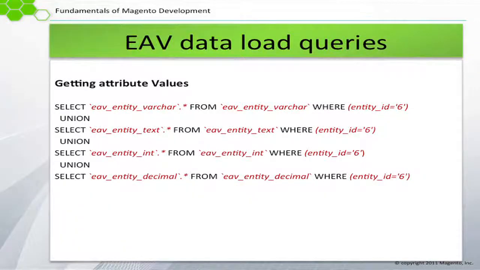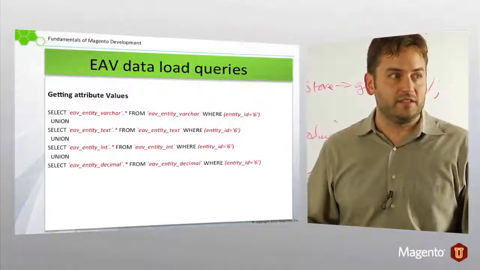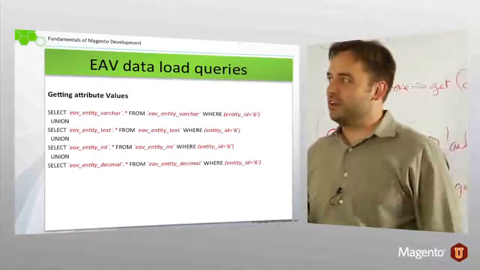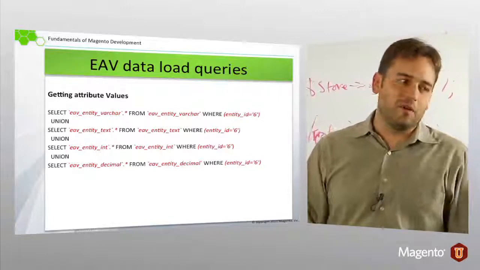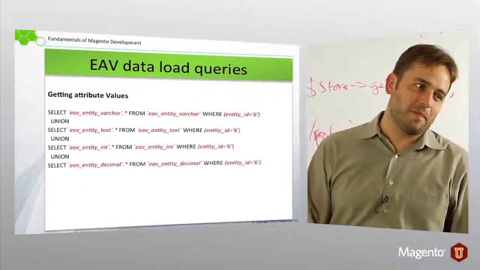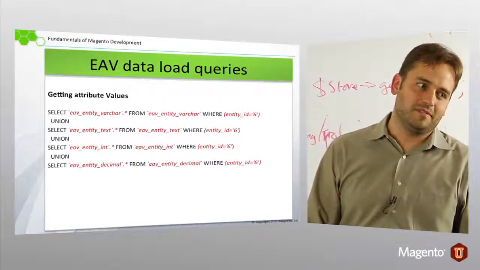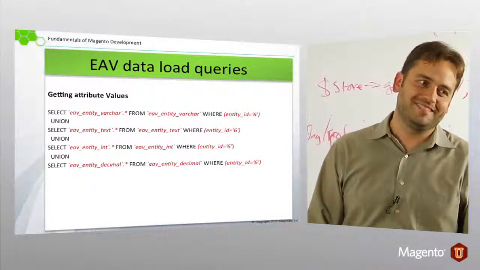All right, so these union selects, this is then how the data from each of the entity tables is gathered. So the varchar, the text, the int, the decimal. If we're actually loading that entity fully, requesting all of the attributes for that entity, it's done via these union selects. Now, I think you have a note in your book on this page, do you? Yes? I hope so. Heed it well.